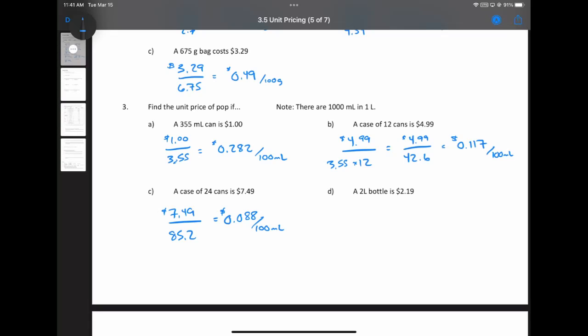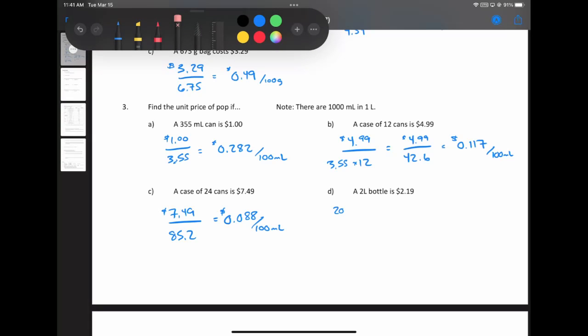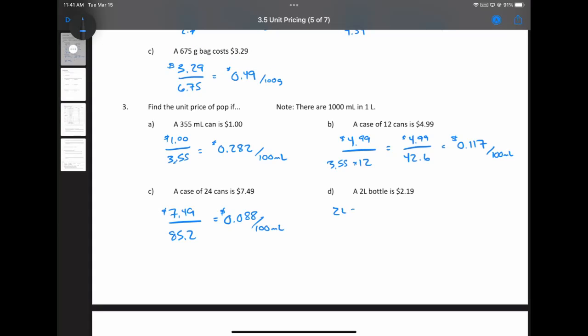Now predictions. Is the bottle going to be a good deal or a bad deal? It's really hard to tell because again, the units don't work out as pretty. Well, let's see where it falls. Just before we do this, I'm just going to make a little note here. Oops, that's not what I wanted to write. I wanted to write 2 liters. 2 liters equals 2,000 milliliters.